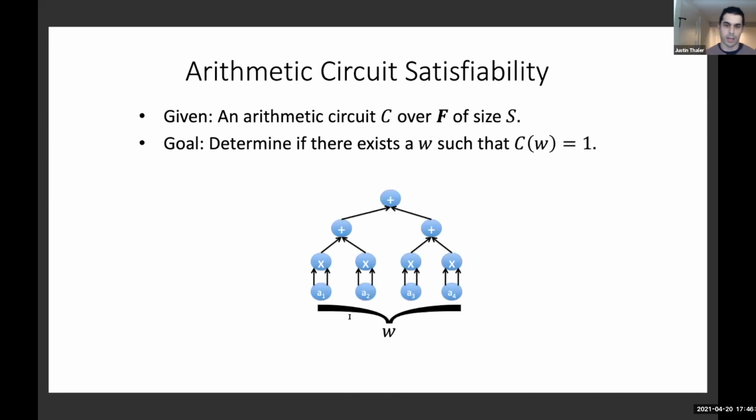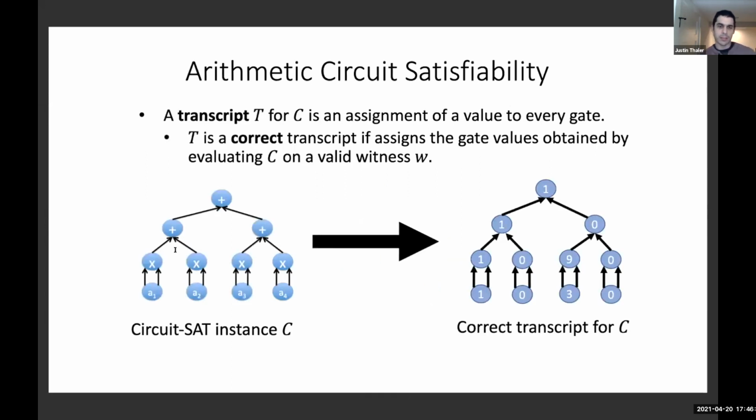So I'm going to describe it in the context of circuit satisfiability. The goal here is to determine whether there's a witness W that is an input to the circuit that causes it to output 1. And the polynomial IP makes use of something called a transcript for the circuit. This is just an assignment of a value to every gate of the circuit that corresponds to the actual values that those gates take when the circuit is evaluated on a valid witness. So if the witness to the circuit is 1030, I filled in the whole transcript on the slide, gate by gate, what value does it take? So that's what a correct transcript is for the circuit.